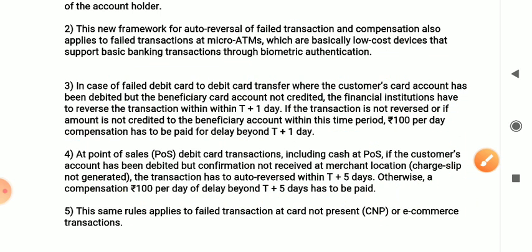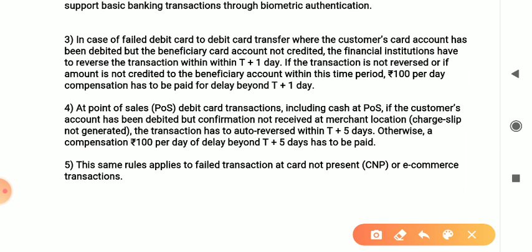Remember this. So next देख लेते हैं at point of sale POS. Debit card transactions including cash at POS. If the customer's account has been debited, confirmation not received at the merchant location, the charge slip not generated, the transaction has to be auto reversed within T+5 days.